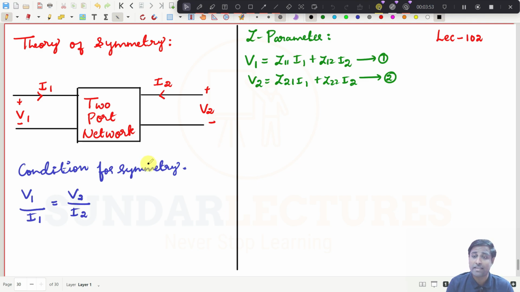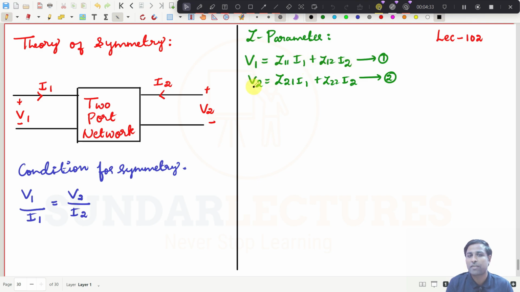Or in the other procedure, you make V1 equal to 0 and V2 equal to 0. If you are going with the current procedure, make I1 equal to 0 and I2 equal to 0. If you are going with the voltage procedure, you just make V1 equal to 0 and V2 equal to 0. Simply do any one of these to get V1 by I1 and V2 by I2. That is the procedure. Here, because it will be very easy, you can do it by any one. If I make V1 equal to 0, the equation becomes in terms of I1 and I2, right?